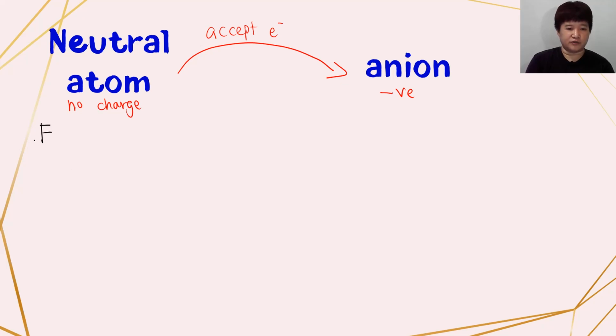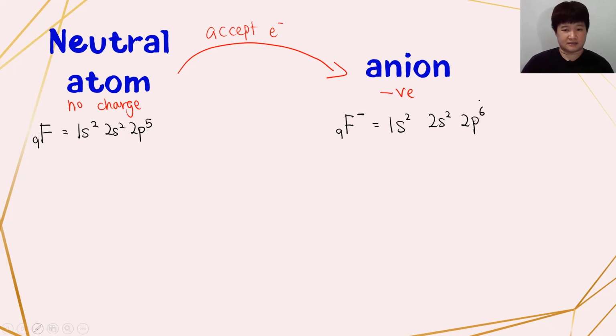I have fluorine 9. The fluorine 9 over here is 1s2, 2s2, 2p5. And what happens when fluorine becomes an anion? Fluorine becomes negative 1, but the proton number remains the same. The only change is the electron. One electron is added into the 2p5 to become 2p6. And fluorine changes from neutral to become the F- ion.